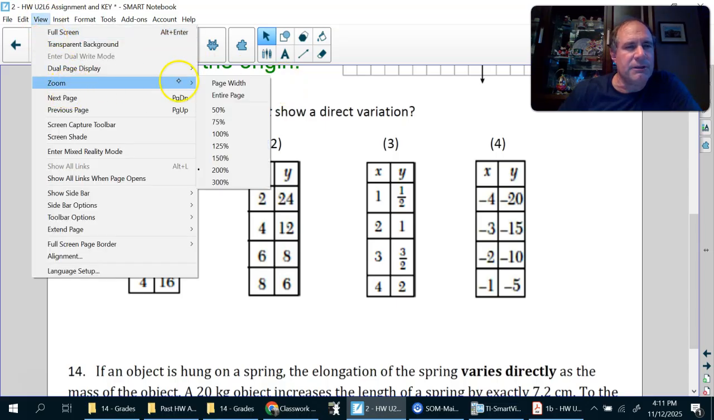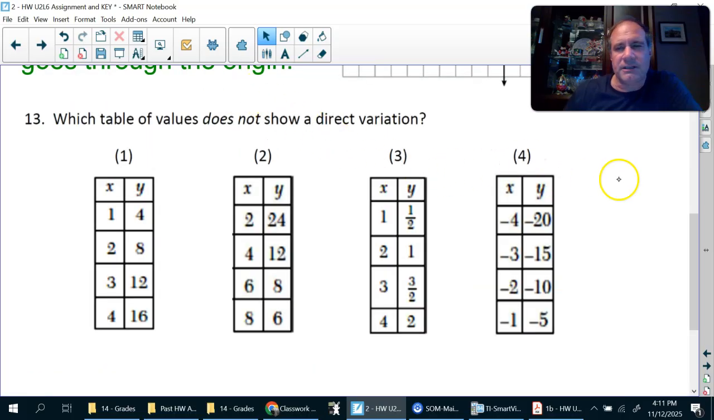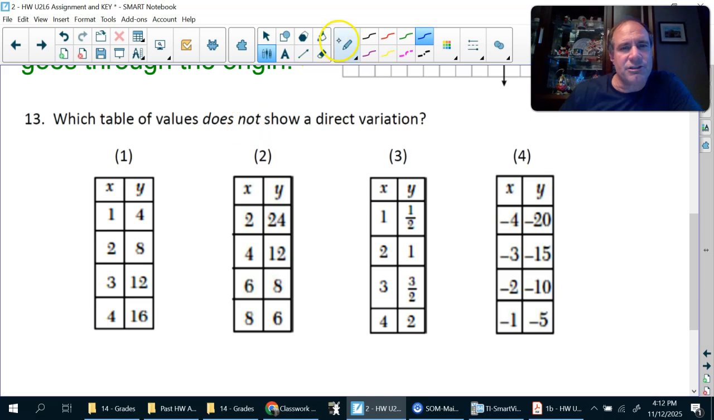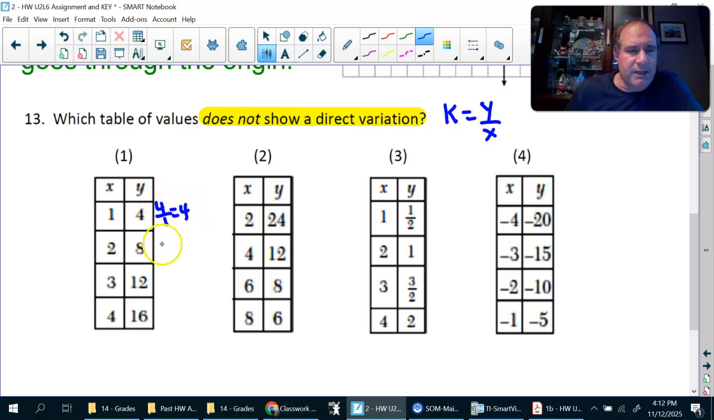Let me zoom this out so the whole page is on the screen. Which one does not show a direct variation? What I'm going to do is divide y and x. I'm going to test to see which coordinates are proportional. If they're proportional, that means it's a direct variation. If they're not proportional when I'm dividing y and x, that means it is not a direct variation.